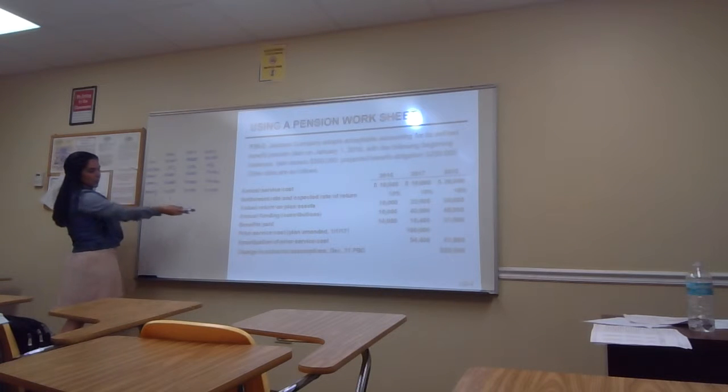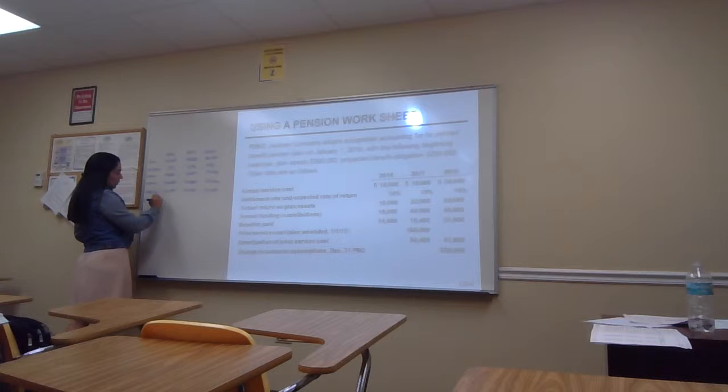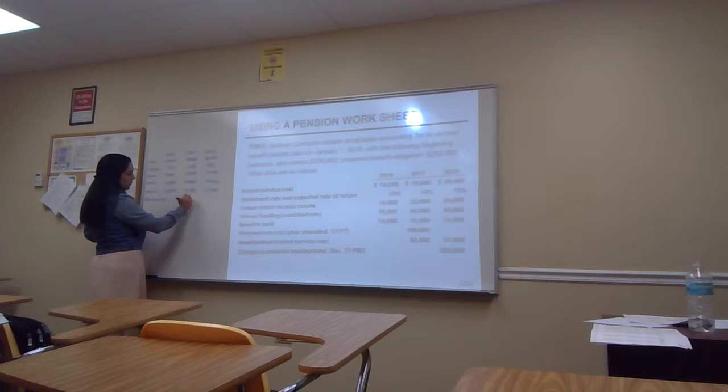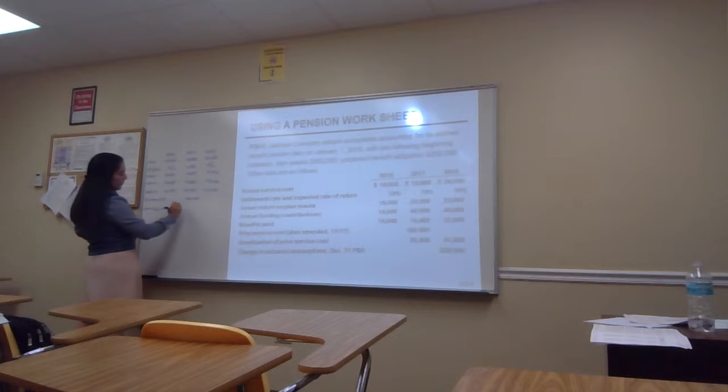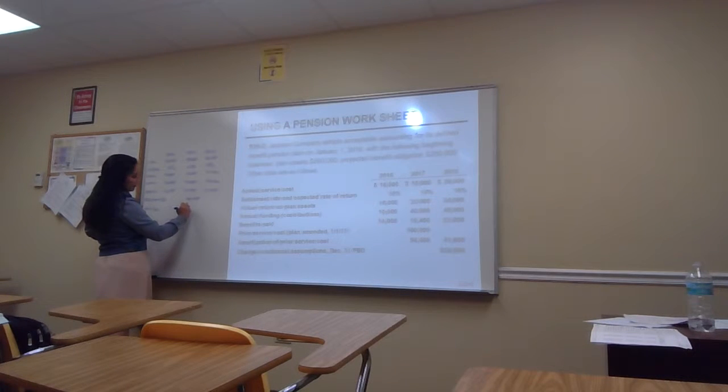Prior service cost, plan amended. It's important. Prior service cost, and it's amended. Again, why is that important? You need to know which year to do the adjustment. 1117, 116. Amortization of prior service costs: 44.